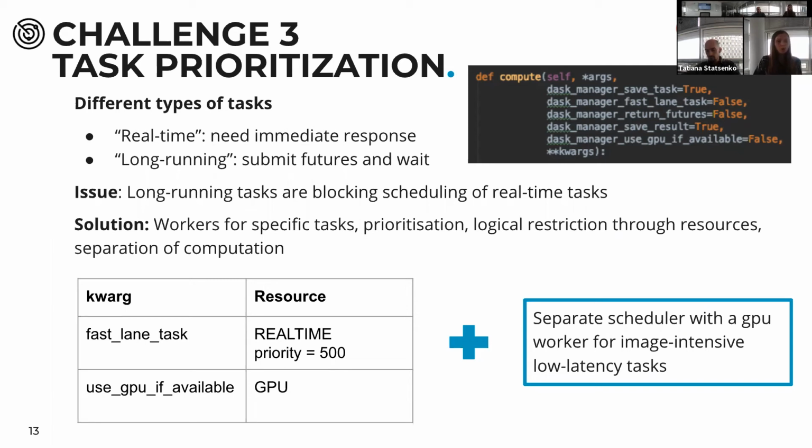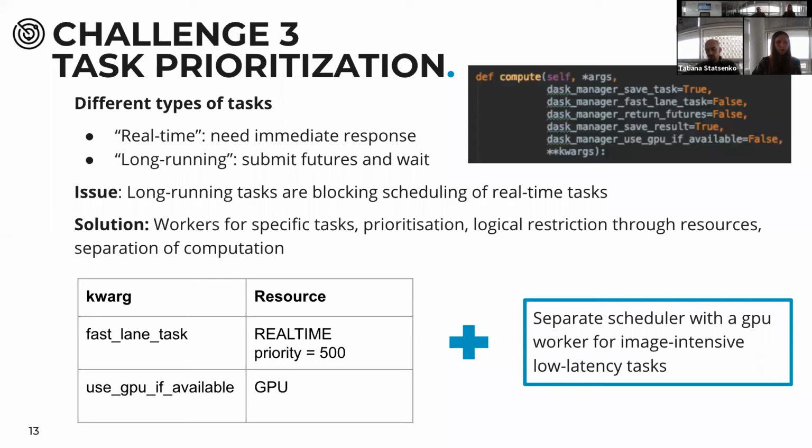So basically, we built a wrapper for Dask compute and added a bunch of keyword arguments. Here, we are only interested in two of them: the fast lane task and using the GPU if available. For the fast lane tasks, we set up the real-time resources and set a high priority. And if the GPU is available, then we set the resource to be GPU. The availability of the resources is set up in environment variables, which means that we can use exactly the same code for our production environment and for our local environment, and we just use what's available there.